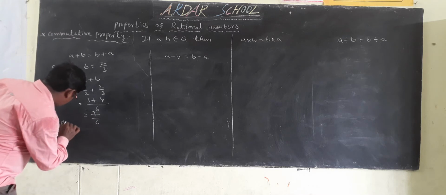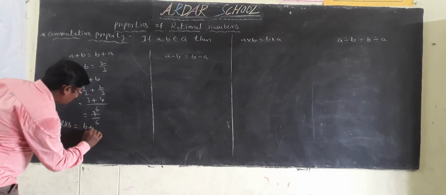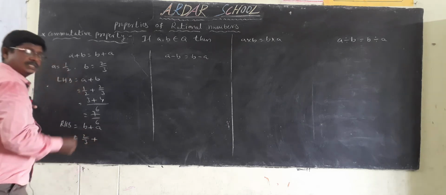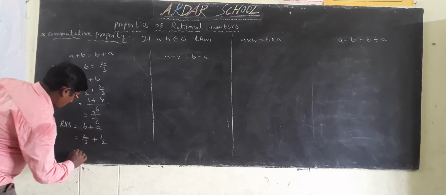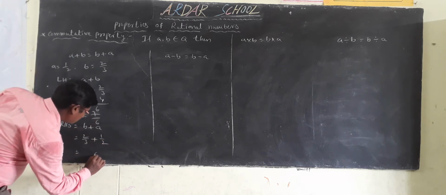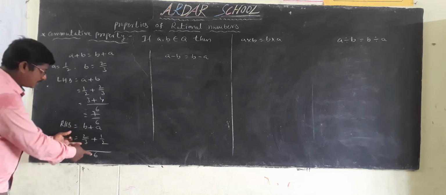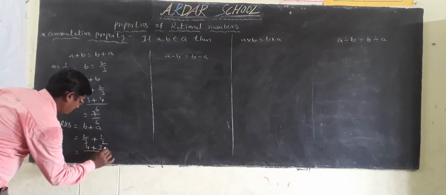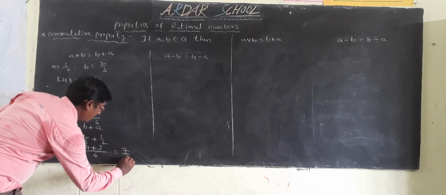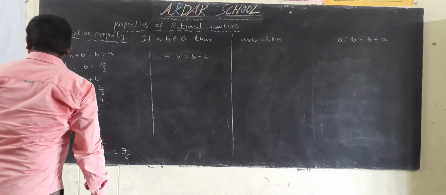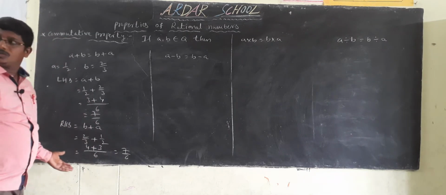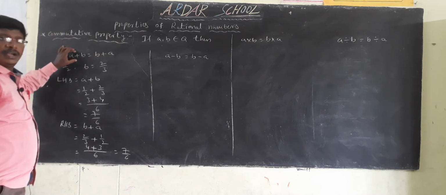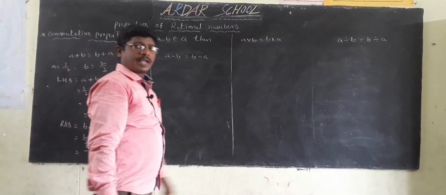Next RHS. RHS is equal to B plus A. Here B is 2 by 3 plus A is 1 by 2. The LCM of 3 and 2 is 6. 3 2s are 6, 2 2s are 4, plus 2 3s are 6, 3 1s are 3. That is equal to 7 by 6. Here LHS is equal to RHS. So rational numbers satisfy the commutative property under addition. Next we go to subtraction.